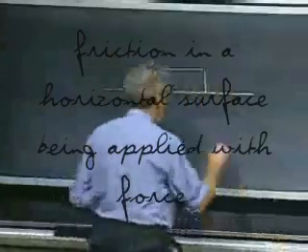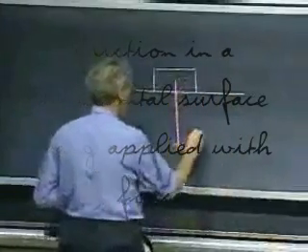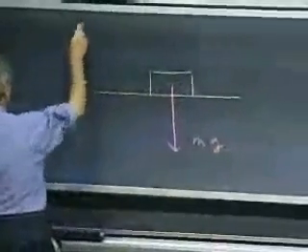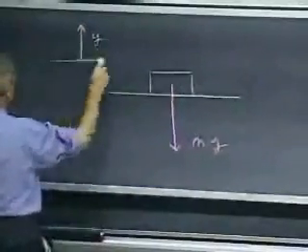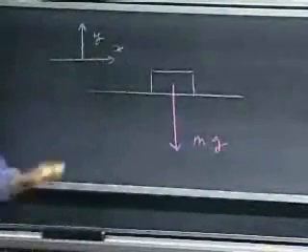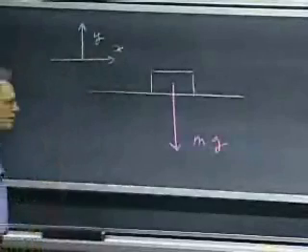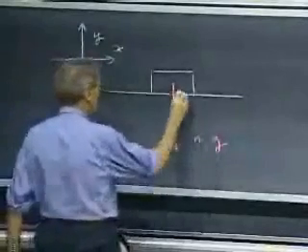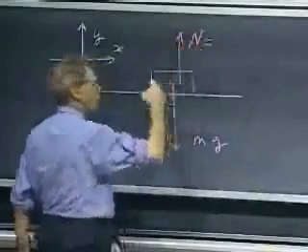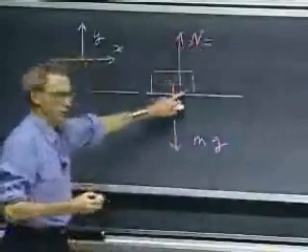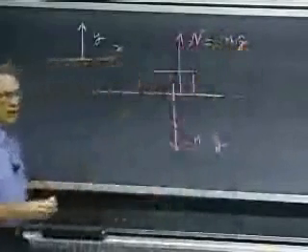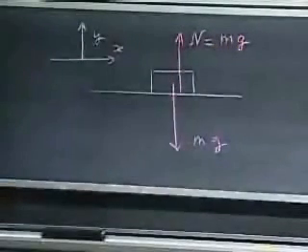The object has a mass m, gravitational force mg. This is the y direction. This could be the x direction. There must be a force pushing upwards from the surface to cancel out mg because there's no acceleration in the y direction. We normally call that the normal force because it's normal to this surface, and it must be the same as mg, otherwise there would be an acceleration in the y direction.